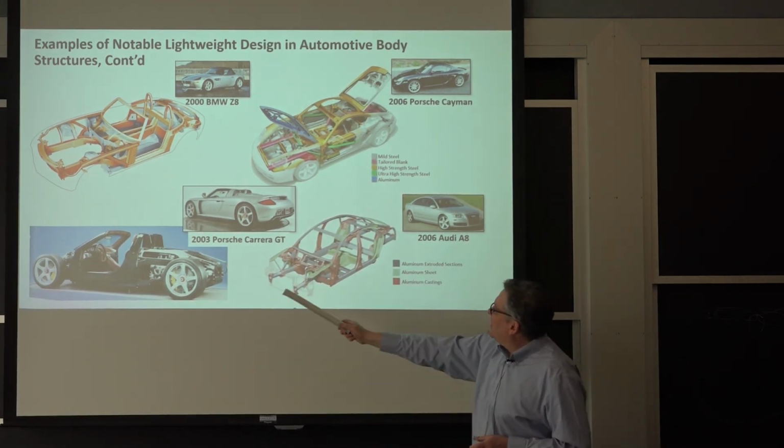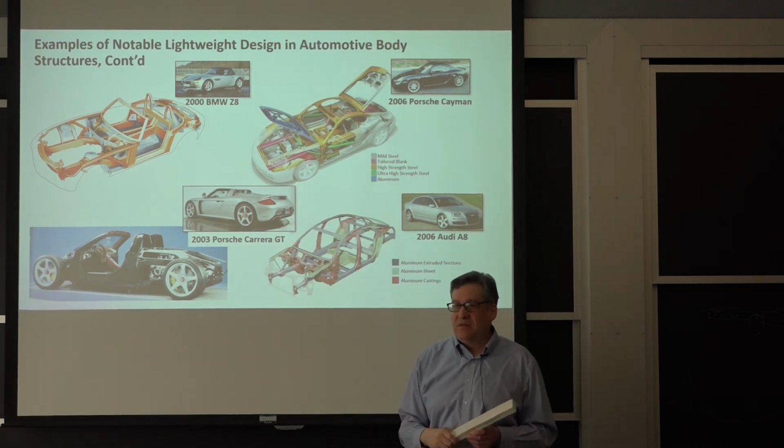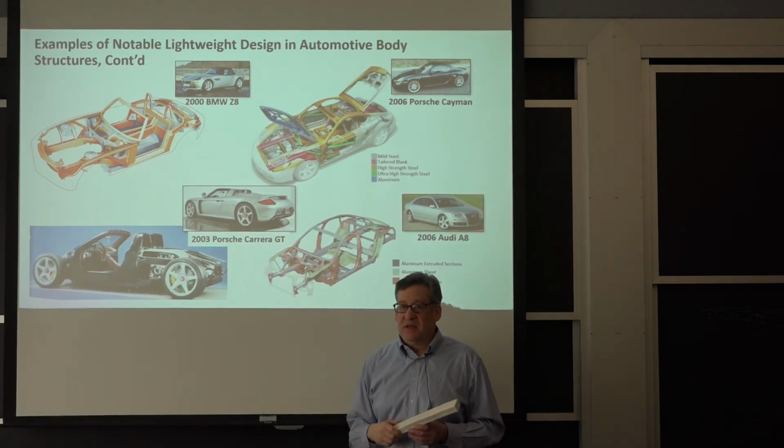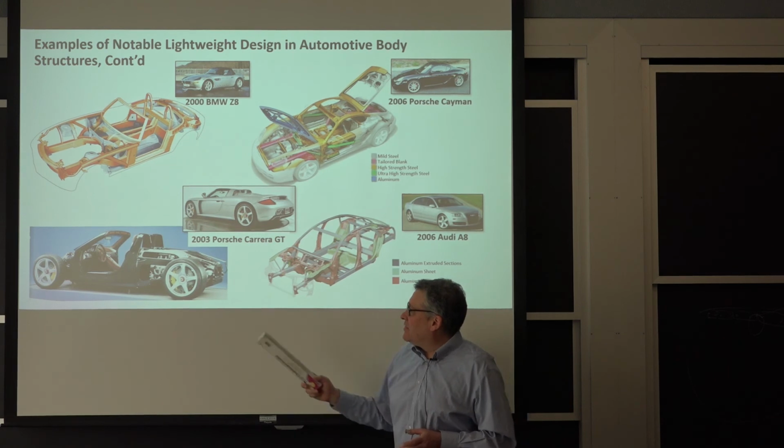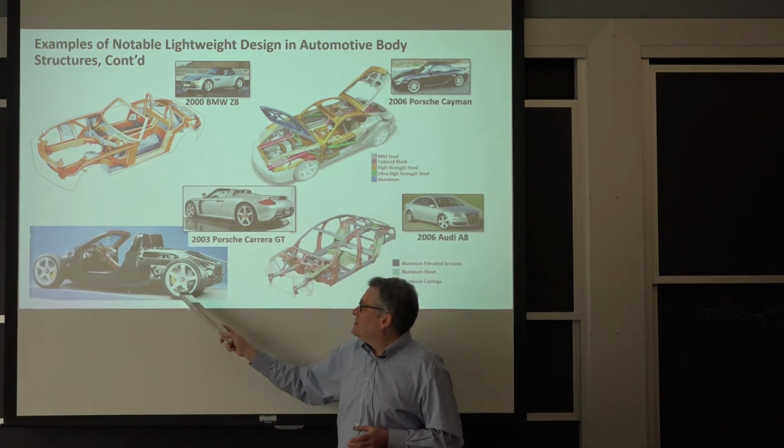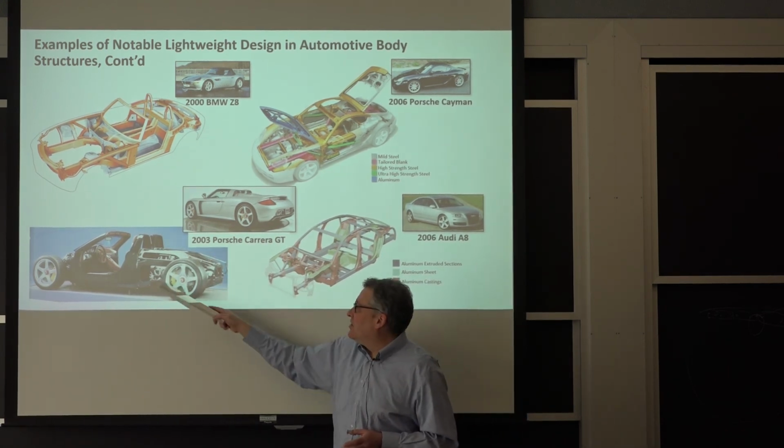Let's see here, the Porsche Carrera GT. This is a carbon fiber monocoque structure. What I find really interesting about this is this rear structure here. This holds the engine and the rear suspension.